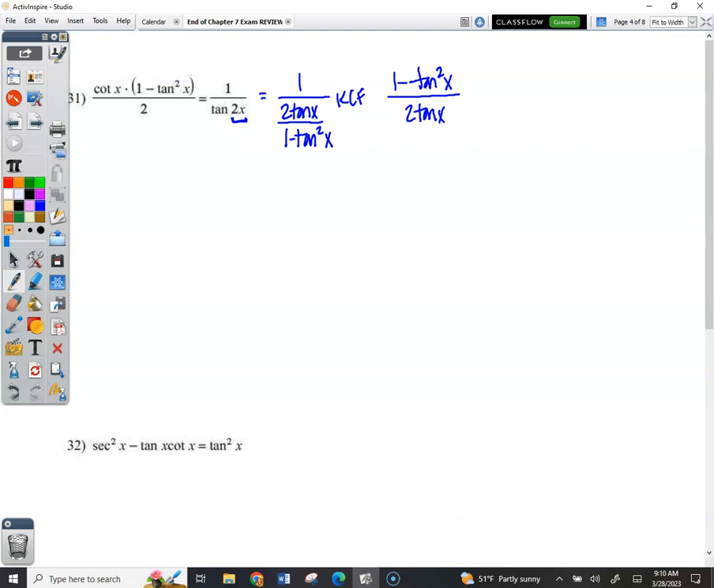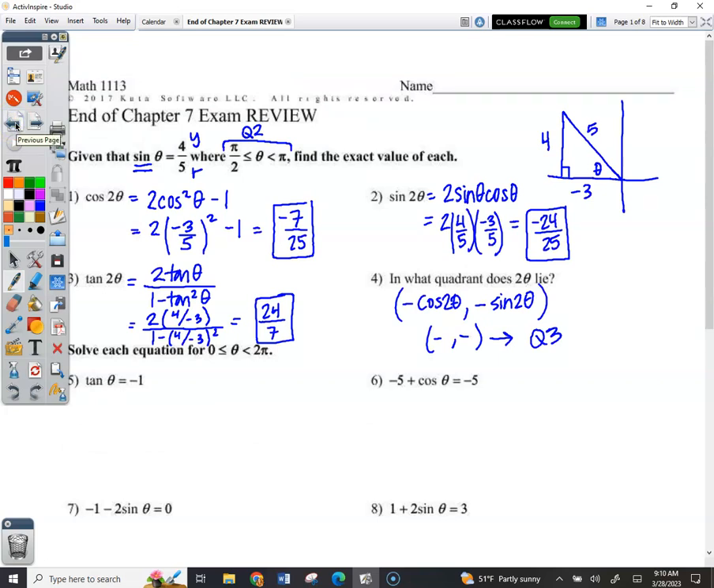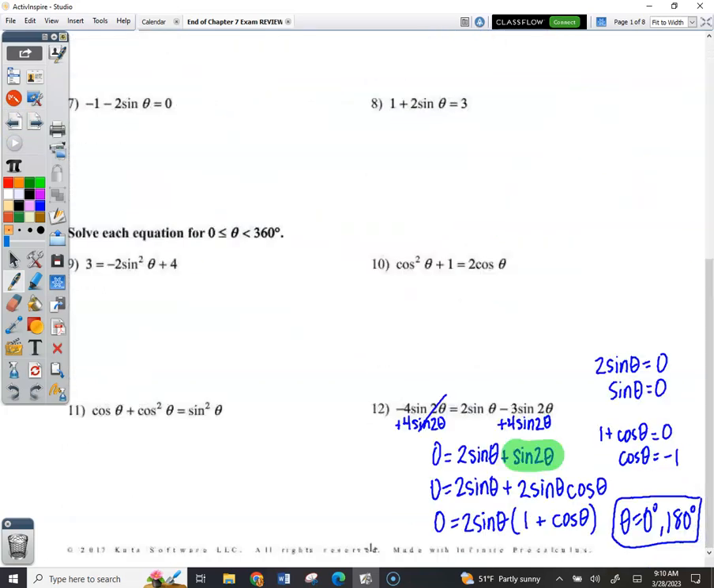Okay. Yep. 11. You should come to 3 answers. So on 11, your first thing is to get everything to one side. Then it's really hard to proceed with a cosine in there and a sine in there.